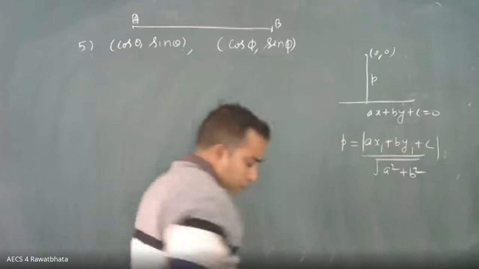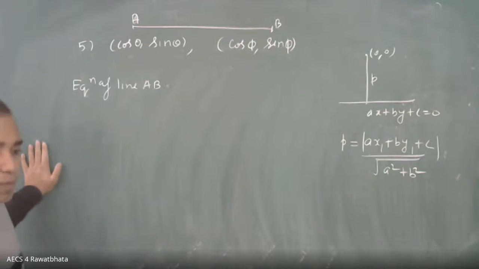Praved, you tell me the equation of AB. Can you tell me the first formula? So y minus y1 is equals to y2 minus y1 upon x2 minus x1 multiplied by x minus x1.